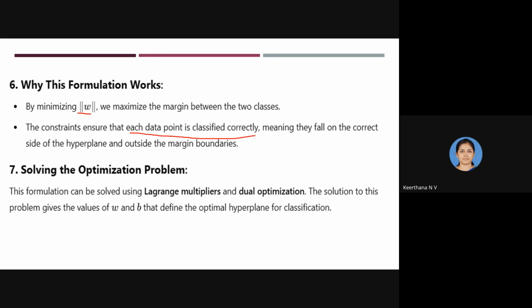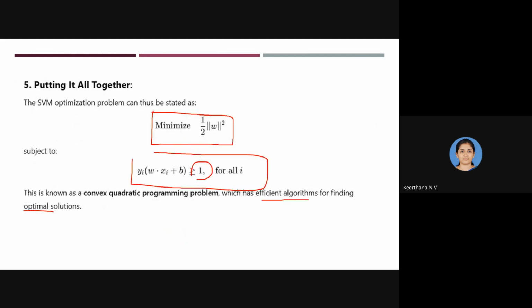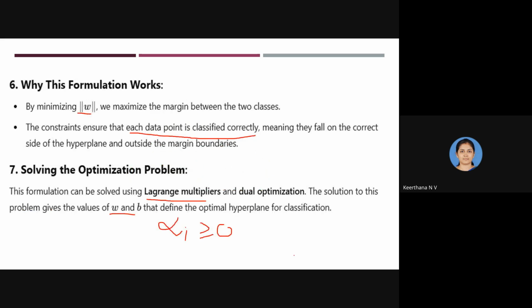So how are we going to solve this optimization problem? I have already said it is based on the Lagrange dual formulation, that is, Lagrange multipliers and dual optimization. This is the best solution. It gives the values of W and B that define the hyperplane for the classification. While using the Lagrangian, the non-negative multipliers, represented as alpha, should always be greater than 0 for each constraint.